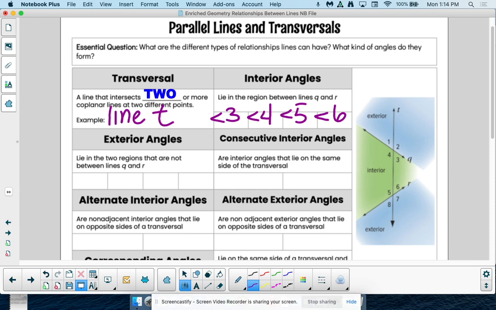So now the region that's outside lines Q and R would be your exterior. What would those angles be? 1, 2, 7, and 8. You guys are good.